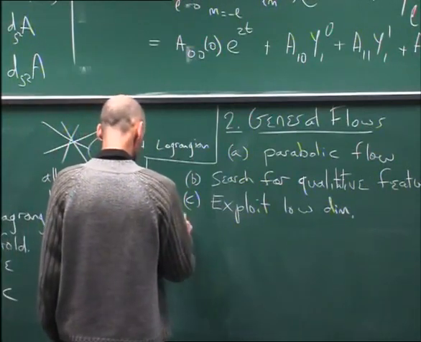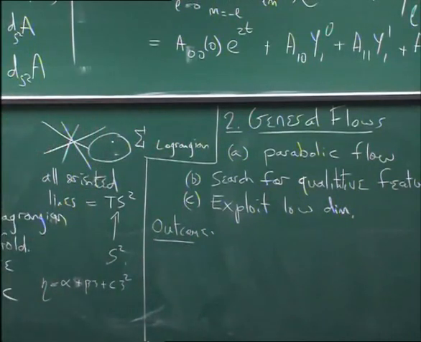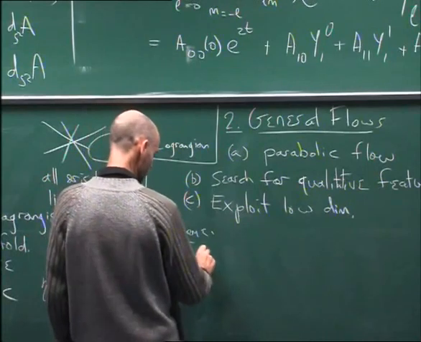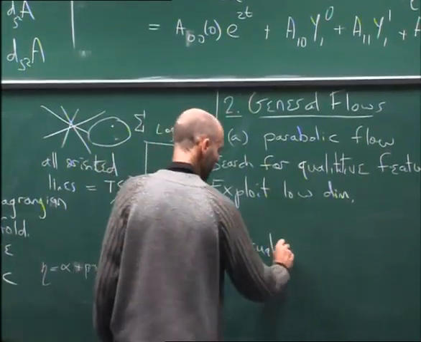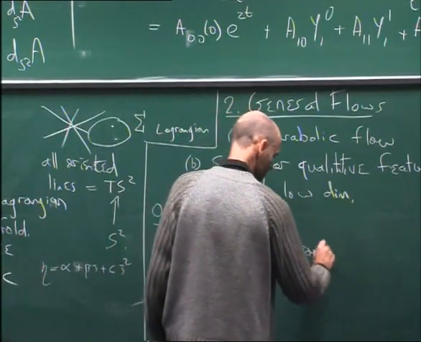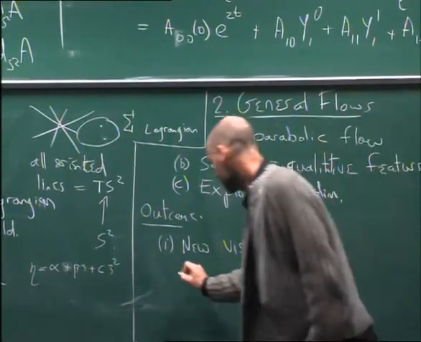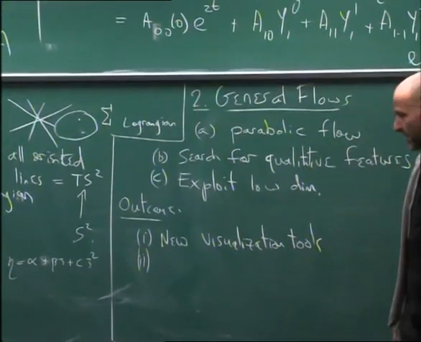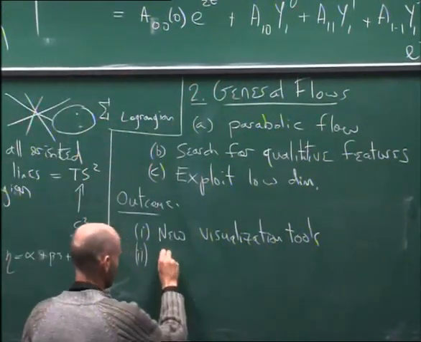Now, the outcome of these considerations, the first thing we get, and I'll talk about that next, is a new way of looking at this, so new visualization tools. And as a consequence, it is also motivated by the variables you use. And when you write things in those variables, as is often the case, you discover some new geometric structure.